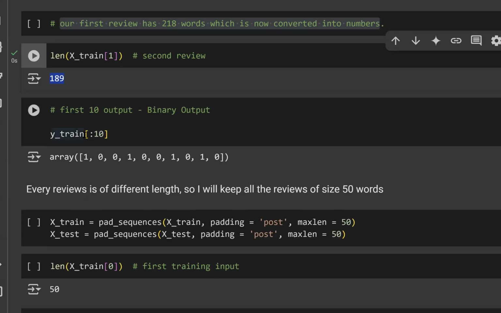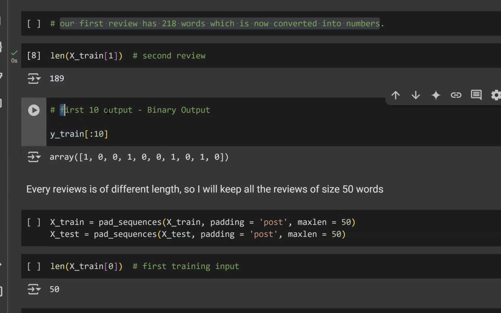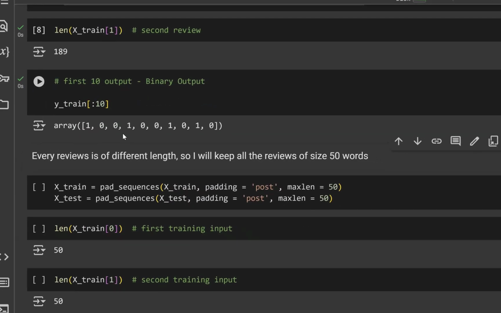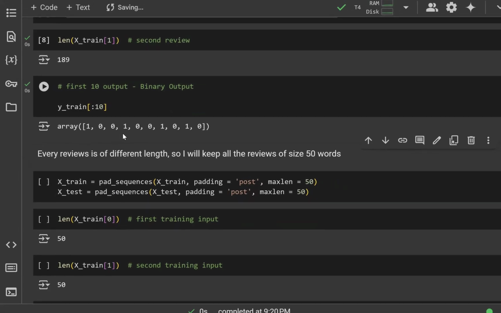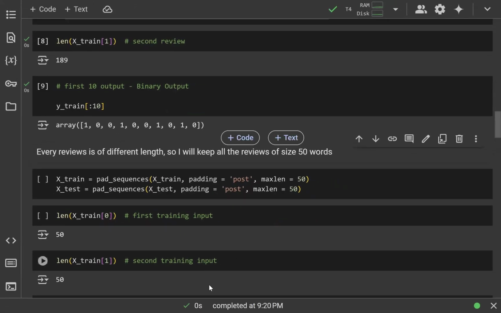Let's talk about output data. Output data will have two values, either 0 or 1. So I'm just printing the first 10 output values. It is in binary output format. See, 1 means positive, 0 means negative. So the first 10. Clear this much, everyone? All good? Yes, fine.